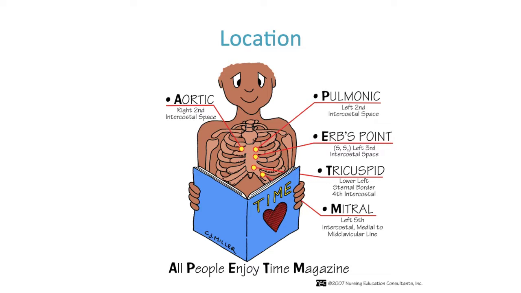Erb's point is the best place to listen for the S1 and S2, and it's at the left third intercostal space. The tricuspid valve is located at the lower left sternal border in the fifth intercostal space. And the mitral valve is located at the left fifth intercostal space, mid-clavicular line.